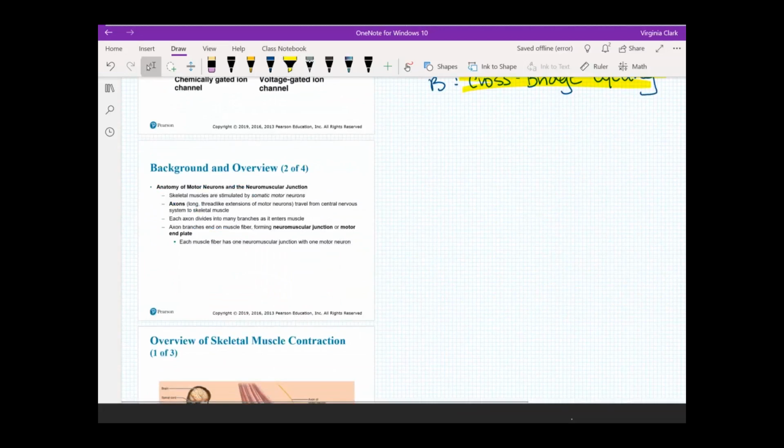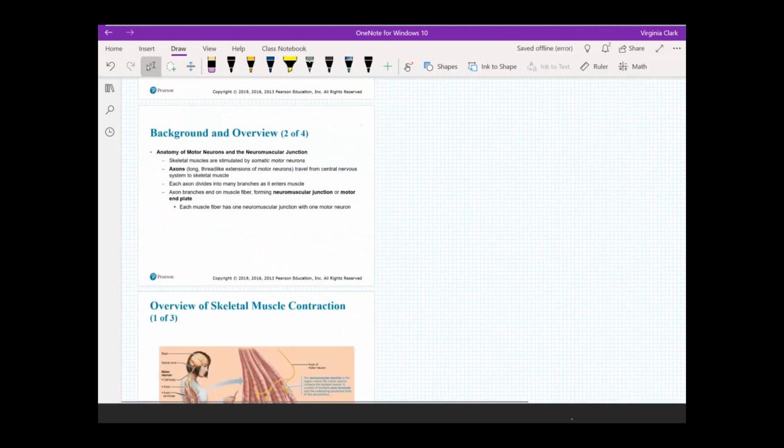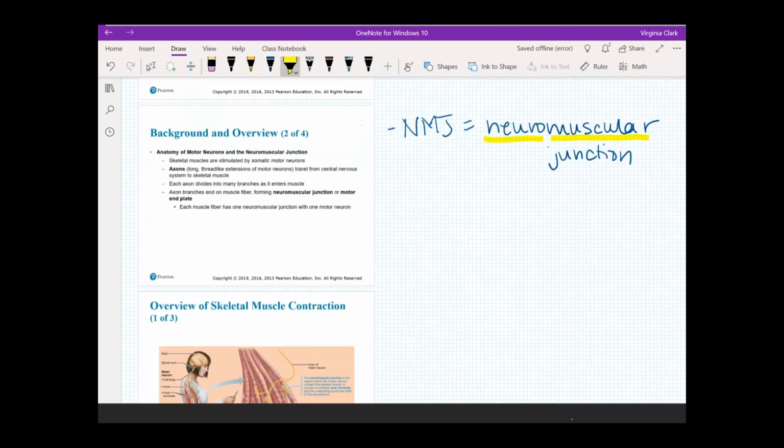Okay, so we're going to first talk about part 1, these events at the neuromuscular junction. The NMJ is how you will hear it a lot. This is the neuromuscular junction. This is the connection between the nervous system, neuro, and the muscular system, muscular. So the connection point between a nerve and a muscle is the neuromuscular junction.